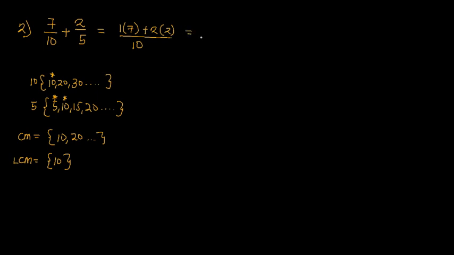So this is now equal to, remember, the 1 and the 7 are multiplying each other, so don't forget and add. 1 multiplied by 7 will give us 7, plus 2 multiplied by 2 will give us 4, all divided by 10. So 7 plus 4 will give us 11 over 10. Our final answer here is 11 over 10.